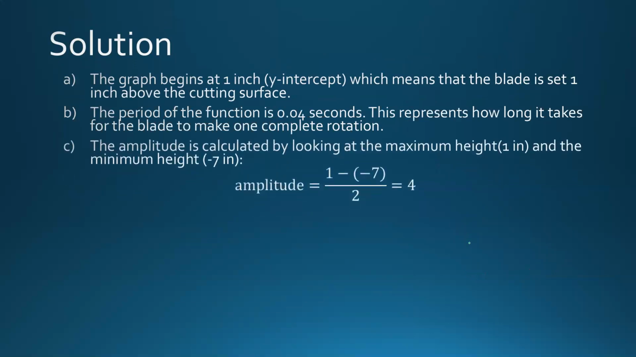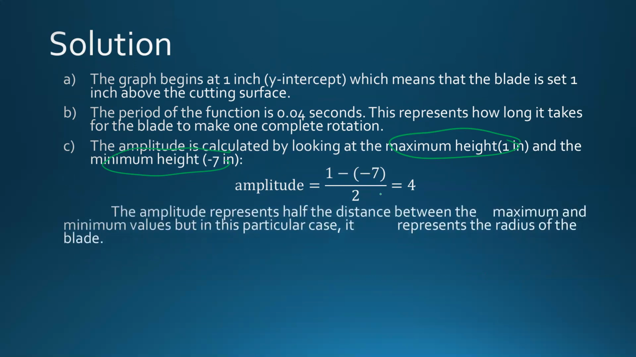So I could easily find that by taking my maximum height, which is 1, and my minimum height, which is -7. And then you simply subtract them because you're finding the distance. Remember, amplitude is half the distance between the max and the min. So I get an amplitude of 4. And I could quickly verify that the amplitude really is half of the distance between the two of them.